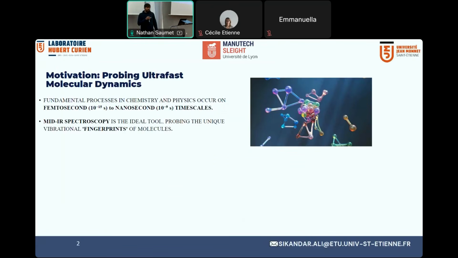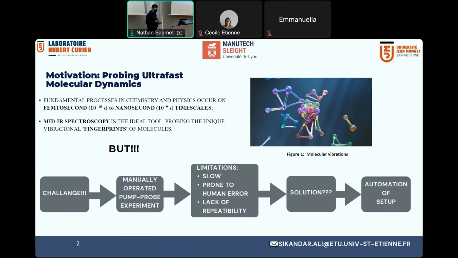So what was the motivation behind our work? As we know, in physics and chemistry, the fundamental processes happen at the femtosecond to nanosecond scale. To study these kinds of processes, we can use mid-infrared spectroscopy, as the vibrations of the molecules lie in the range of mid-infrared light. But the problem is that if we study it manually, it can cause errors, it lacks repeatability, and the setup will also be very slow.